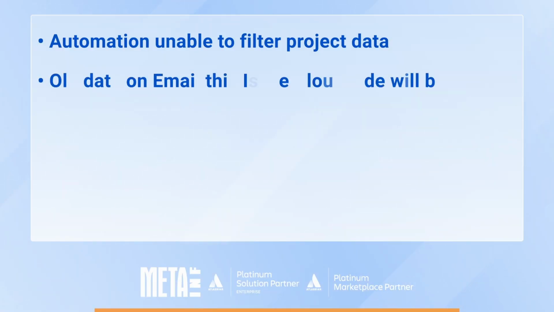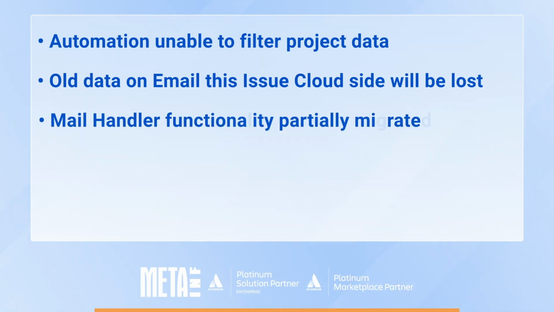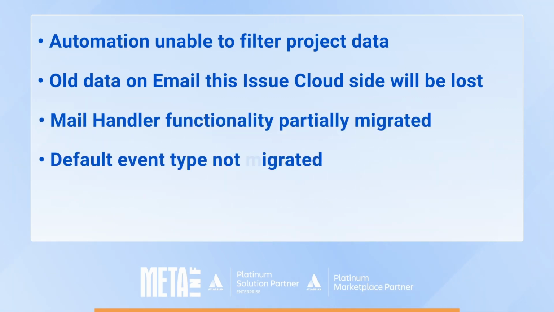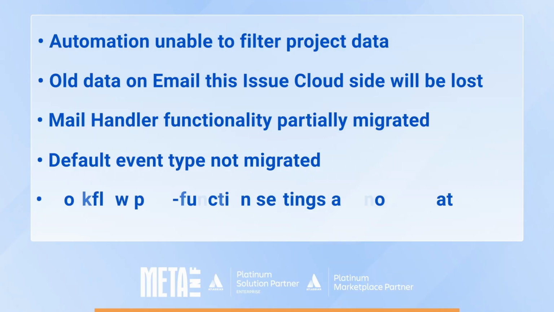All data on Email This Issue cloud side will be lost once the migration is done. Incremental migration is not supported. As we have already seen, the mail handlers functionality is only partially migrated. The tool does not migrate the default event type, therefore this event type will be removed from the notification event types list. If the notification event was listening only on the default event, the notification event will not be migrated at all. And as a last, we have to mention also that the workflow post-function settings are not migrated at all.